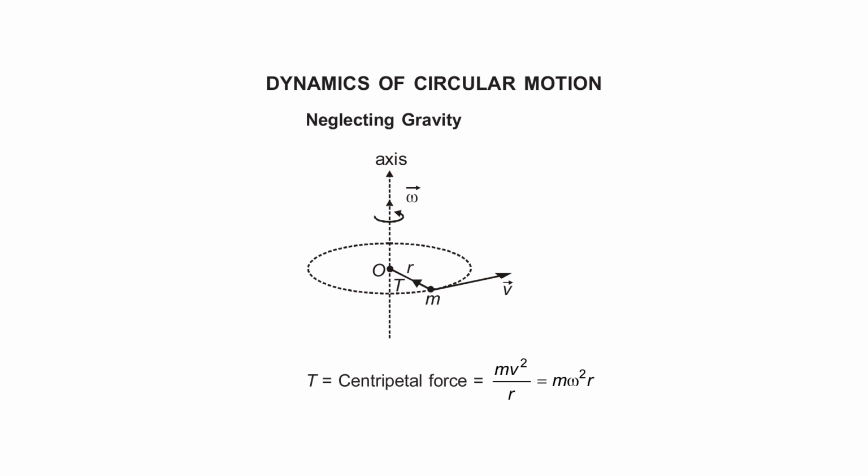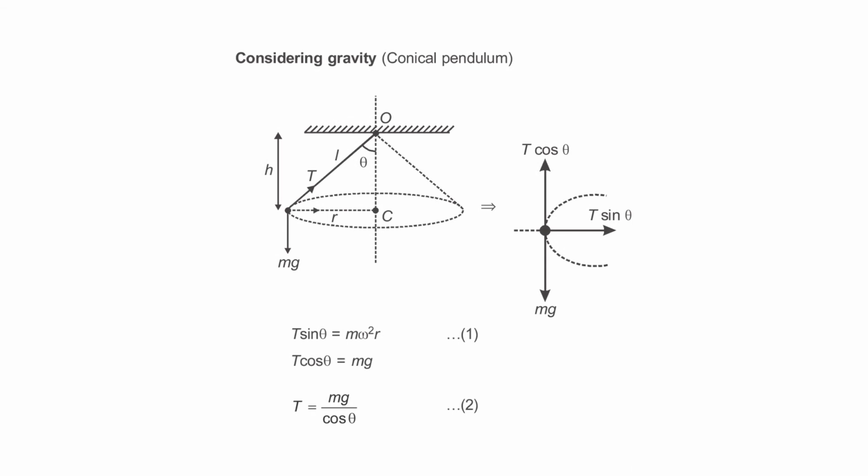Dynamics of circular motion. The first point here is neglecting gravity. T is equal to centripetal force, equal to m v square divided by r, equal to m omega square r. The second one is considering gravity with the help of a conical pendulum. You can see the image on your screen. T sin theta is equal to m omega square r, T cos theta is equal to mg, and T is equal to mg divided by cos theta.